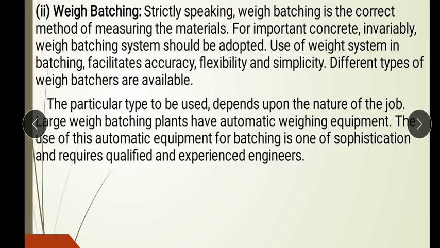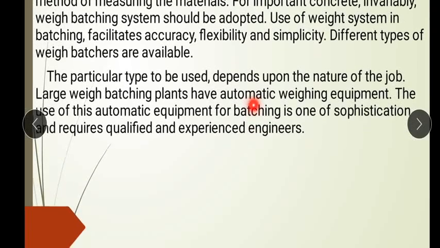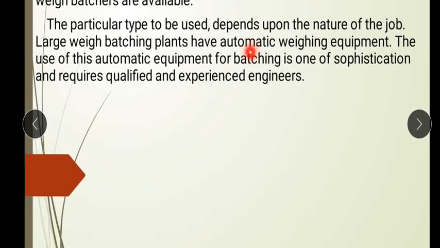The batching type to be used depends upon the nature of the job. In general, large weight batching plants have automatic weighing equipment. The use of this automatic equipment for batching is sophisticated and requires qualified and experienced engineers. For huge amounts of mixes, we are using ready mix plants nowadays.